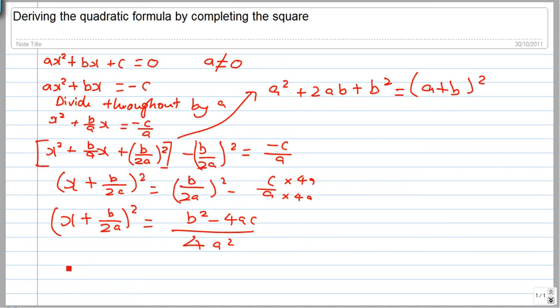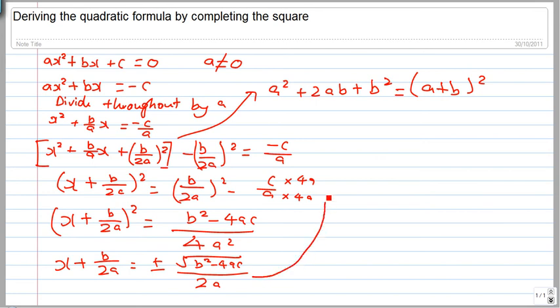Alright, so now I can square root. Shall I square root this? I will get x plus b over 2a equals plus minus, when you square root it there's always a plus minus, square root of b squared minus 4ac over, when you square root 4a squared, you get 2a. Alright, let's continue here.